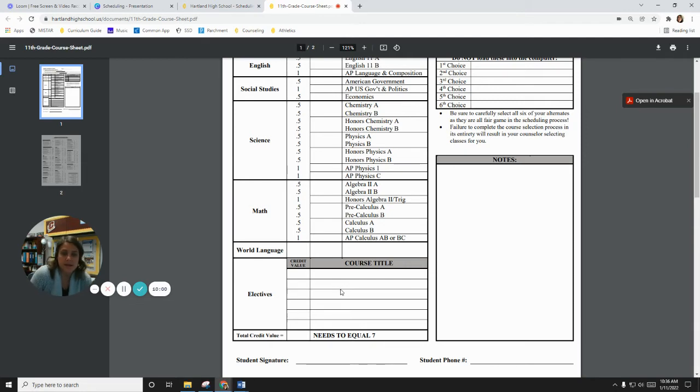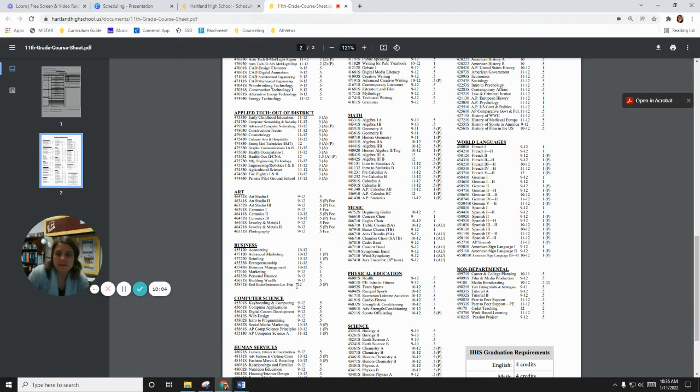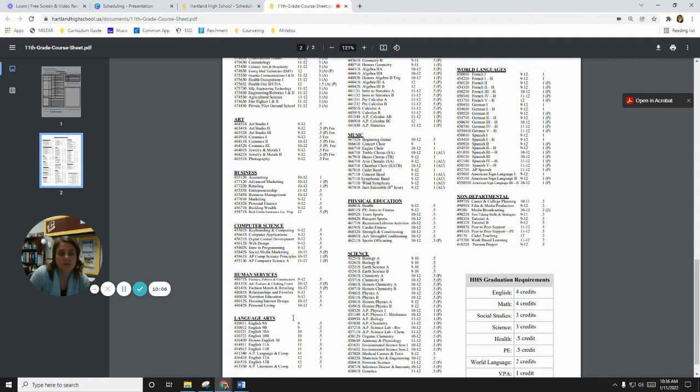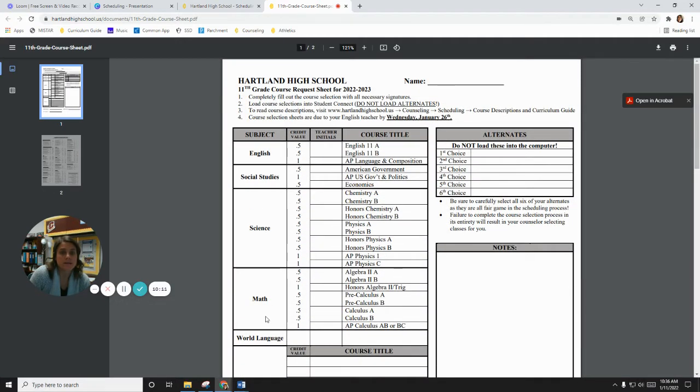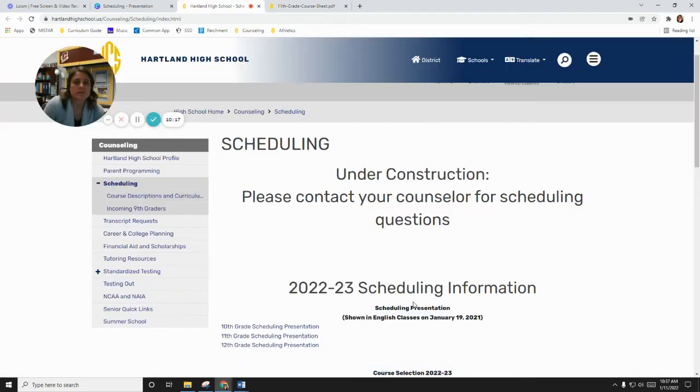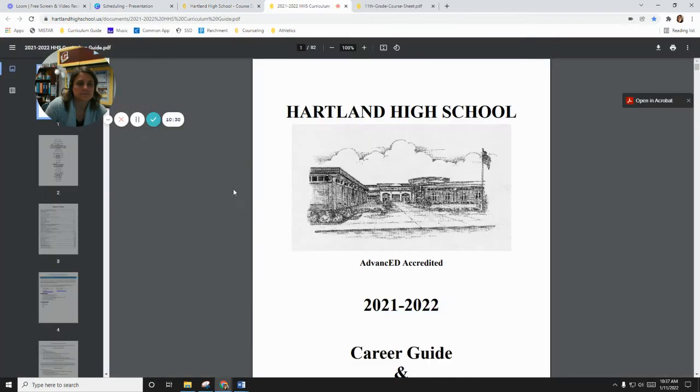That being said, if you're looking at the back of the course sheet and you're not sure what some of these classes entail or what they're all about, we want you to be using the curriculum guide. All right, so that's the next thing I'm going to show you. I'm going to pop back to the Heartland High School website and show you how to find the curriculum guide. So once you're at the scheduling website, you will actually click course description and curriculum guide over here on the left-hand side. We'll bring you to a different page. And then right here is where you'll be able to click and access the curriculum guide.